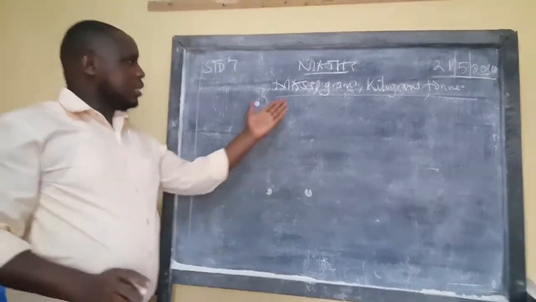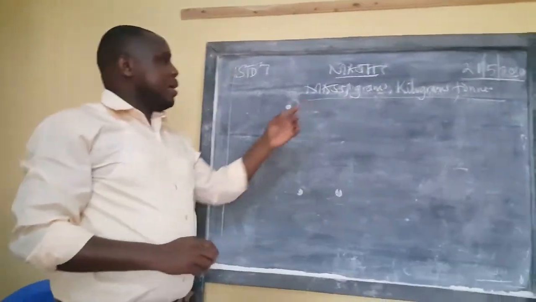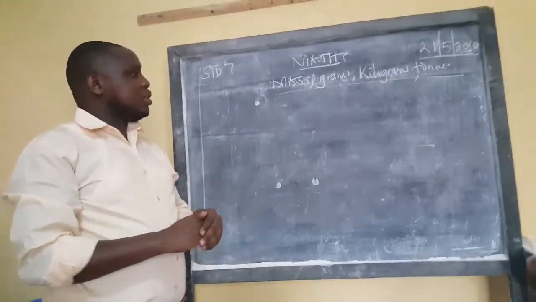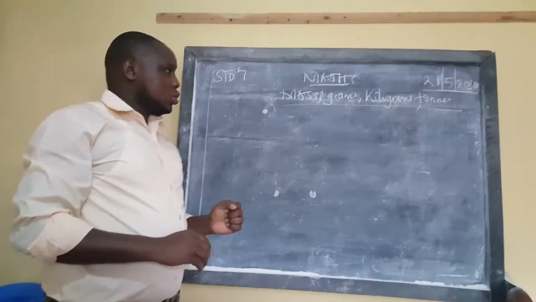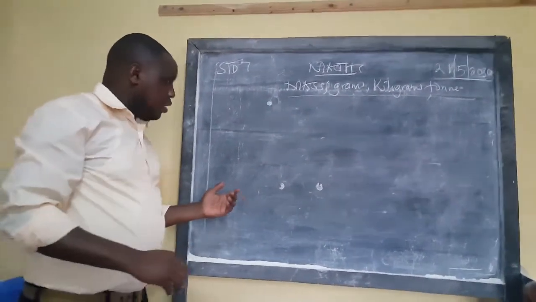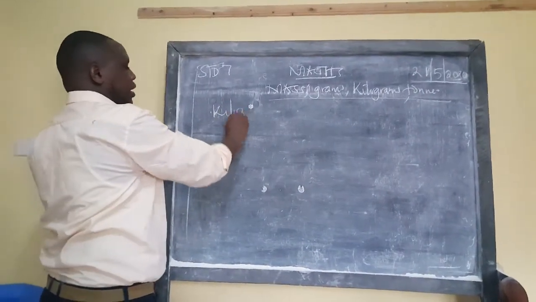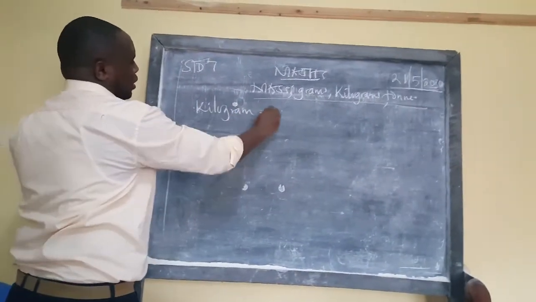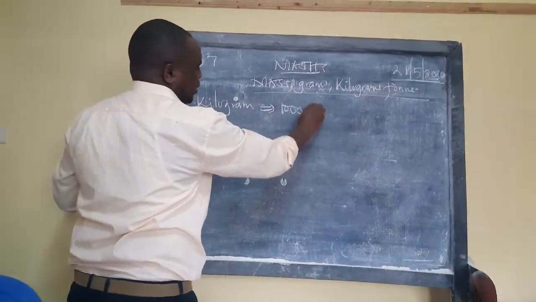As you can see, today's lesson is about mass, whereby we are going to discuss grams, kilograms, and tons. So today we are basically dealing with mass. We are going to identify what a kilogram is. We'll begin from there. A kilogram is made up of 1,000 grams.